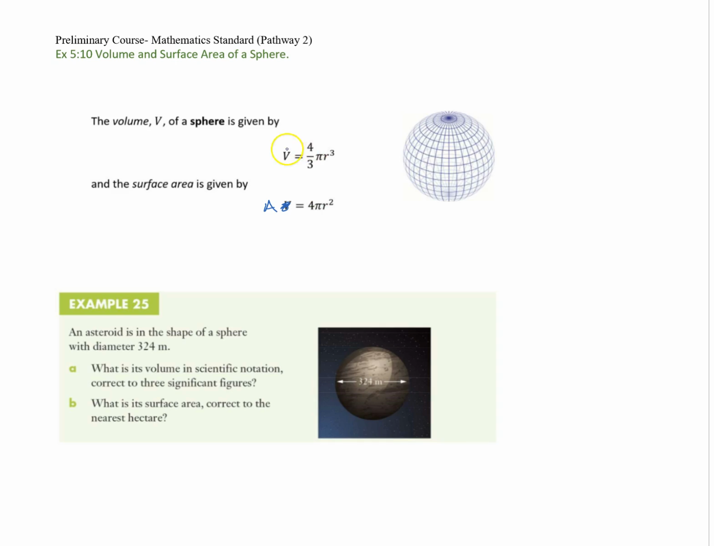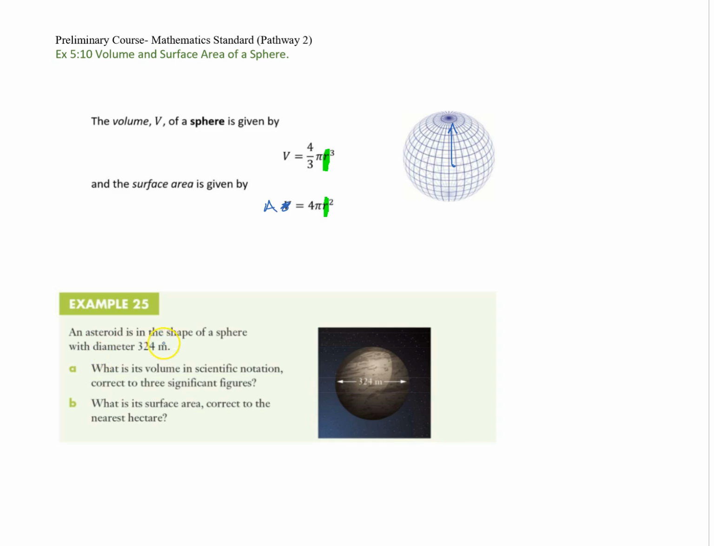So we've got our formulas. It'll just be a matter of reading the questions carefully. I'm sure you know a sphere shape has a radius, and it's the radius dimension that is used in the formula. So it's always the radius. Volume, it's radius cubed, and surface area, it's radius squared. Let's have a look at this example.